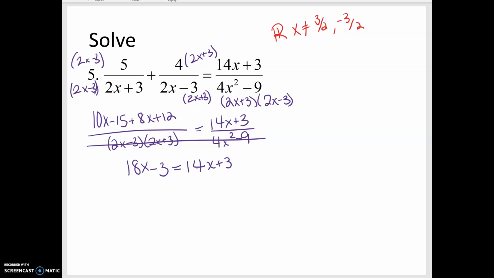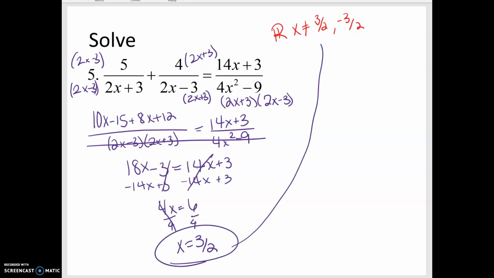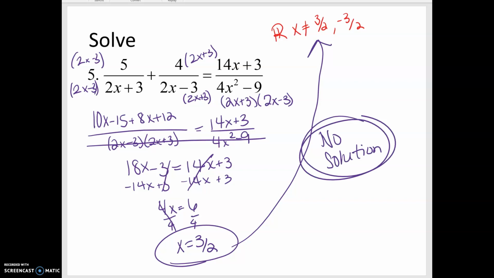And then I'm going to subtract my 14x over. And I'm going to add my 3 over. So I end up with 4x equals 6. And when I divide by 4, I get x equals 3/2. But remember, that was where it could not exist, so this is going to be a no solution problem. No solution.